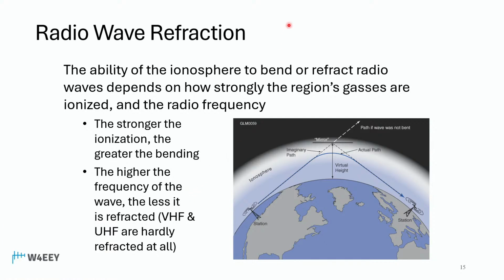So a little bit more on radio wave refraction. In the picture here, we've got basically a virtual mirror. It's as if the signal went up and hit the mirror and came back down. What was really happening is that it's bending and then coming back down. It's called refraction. So the degree of refraction has to do with how strong the region's gases are ionized and the radio frequency, as we saw previously. UHF signals will pass right up into space. They don't get refracted hardly at all. So you almost never get any ionospheric interaction with VHF and UHF frequencies.